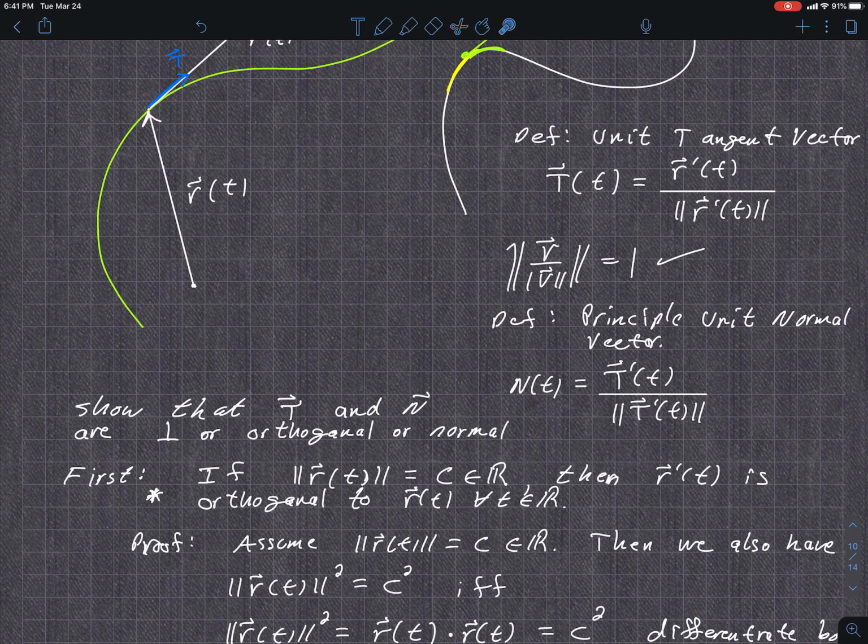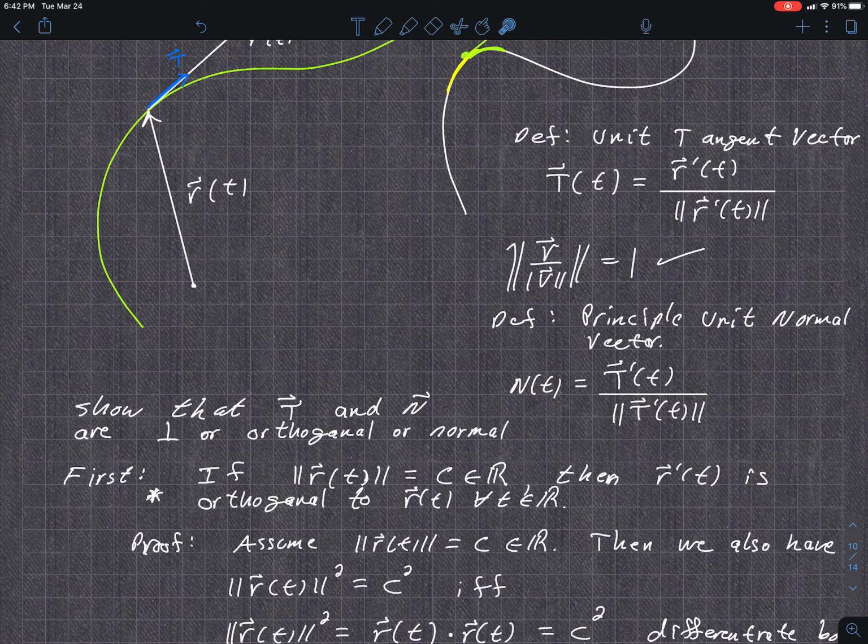From there, we define the principal unit normal vector, which is basically taking the T prime and then dividing by its magnitude. So it is also a unit vector if you take its magnitude. Then the next thing we showed was that T and N are orthogonal, or normal. To do that, we set up this proof, so you should be familiar with this proof and how to do that.